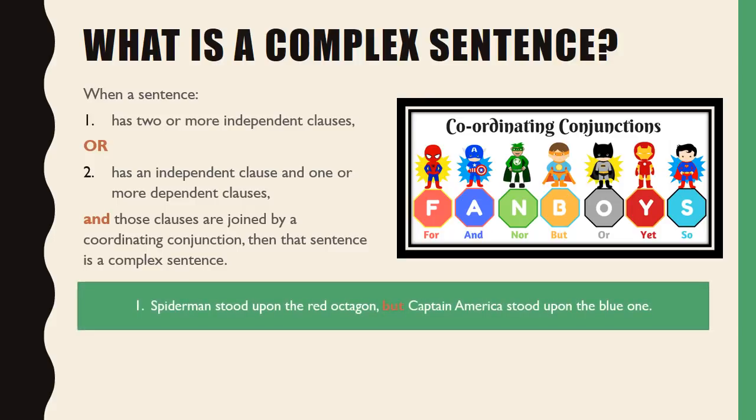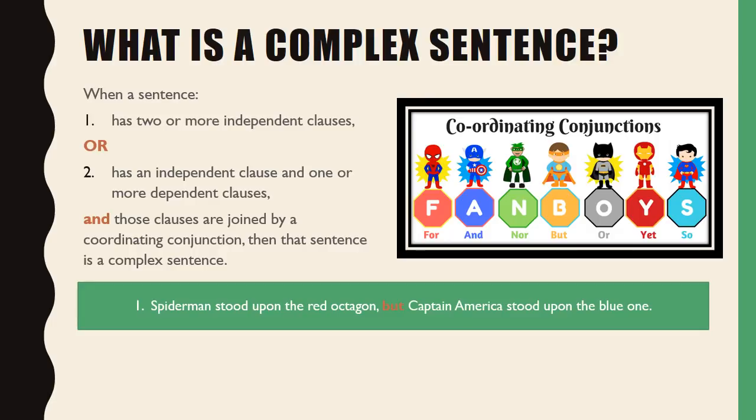The first example is: Spider-Man stood upon the red octagon, but Captain America stood upon the blue one. And this goes along with situation number one, has two or more independent clauses. So if we look at the clause Spider-Man stood upon the red octagon, we could put a period after that and it's its own sentence. Same thing with Captain America stood upon the blue one. It could be its own sentence if we didn't have the stuff that came before it.